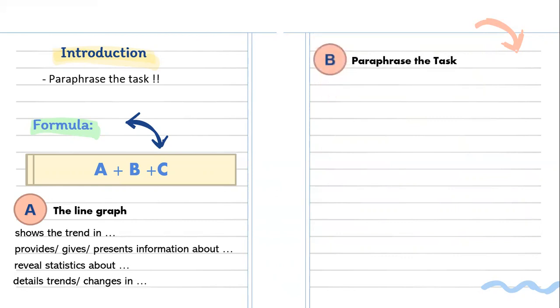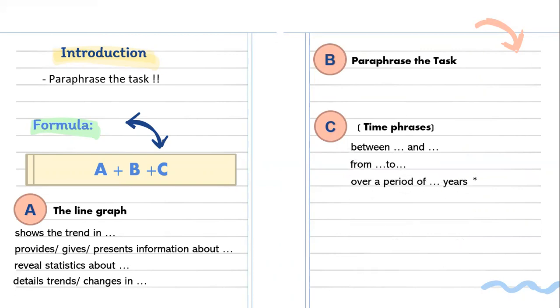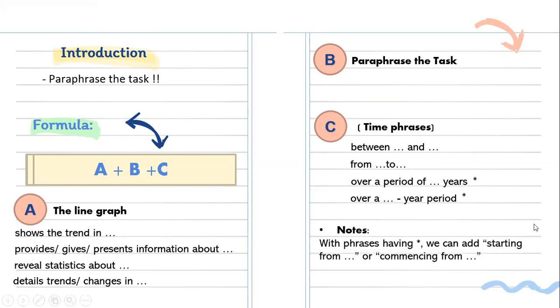After A, we have B, which is another paraphrase of the task. C is the time phrase to mention the recorded time. You can use between and, from to, over a period of blah blah blah years, or over a blah blah blah year period. Remember the notes with stars here: with phrases having stars, we can add starting from the year or commencing from blah blah blah.